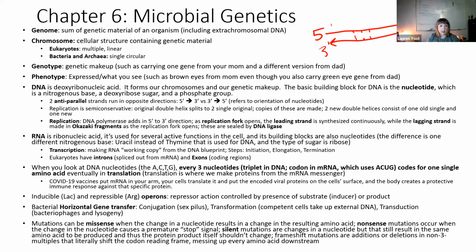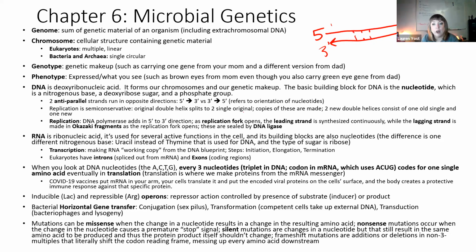The other one is the LAC operon. This is inducible. These genes are not always on. Instead, when lactose is present, we can turn on these genes. Normally, at the operator, there's a repressor sitting on the operator, let's say like a troll blocking the bridge or whatever. And lactose comes along and it feeds the troll. And so now the troll runs off and chases after lactose or something.